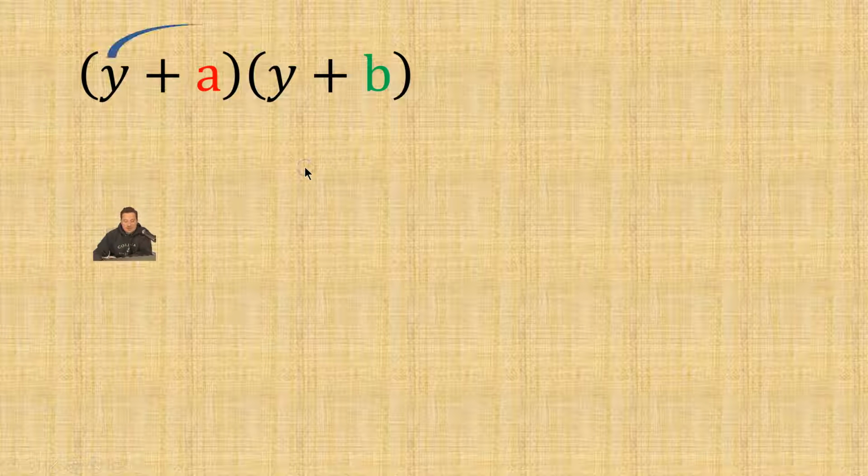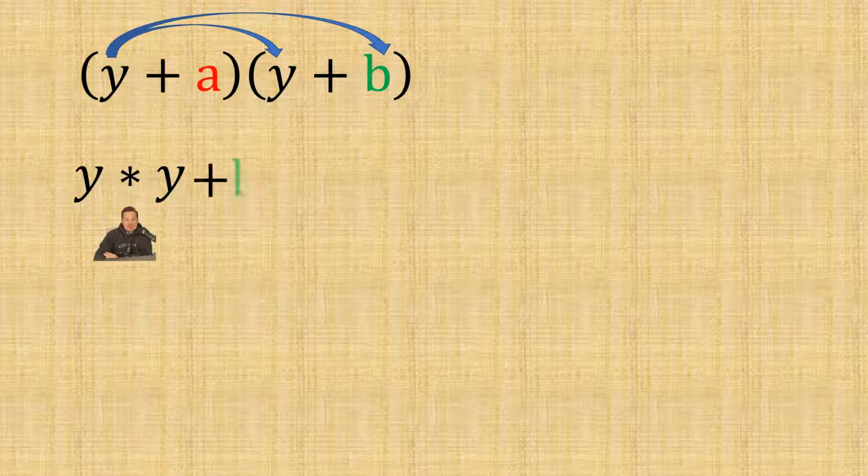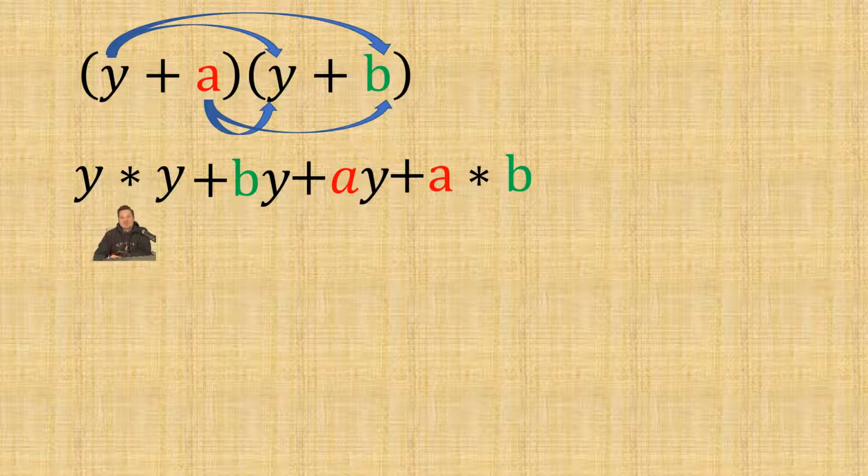What I'm going to do is hit this with FOIL. So it's going to be the same as before. y times y, which will give me y times y. Then I'm going to have y times b, which will give me plus by. Then I'm going to have a times y, which will give me ay, and then I will have a times b at the end. And now, as before, I clean this up a little bit. So let's do that next.